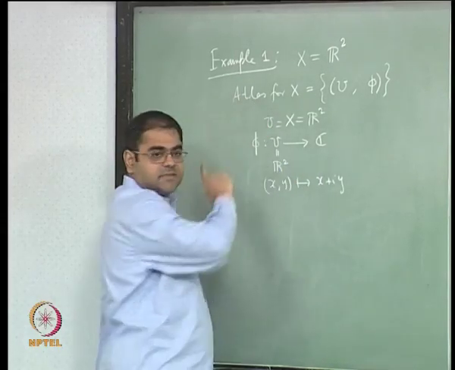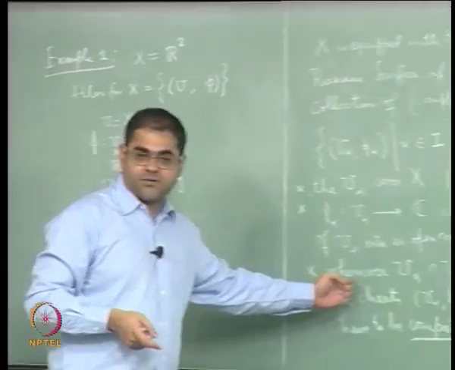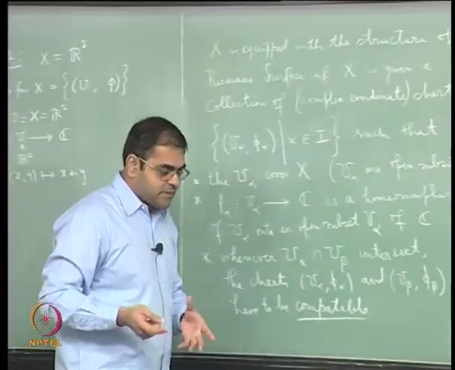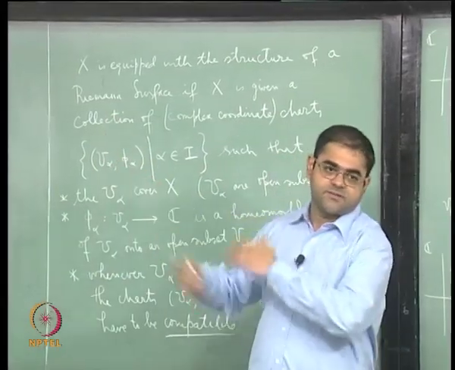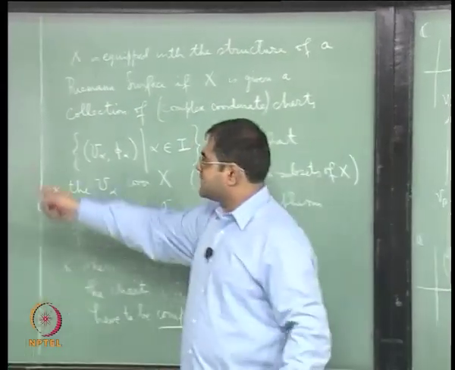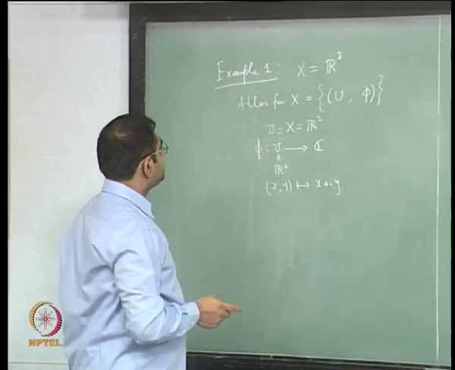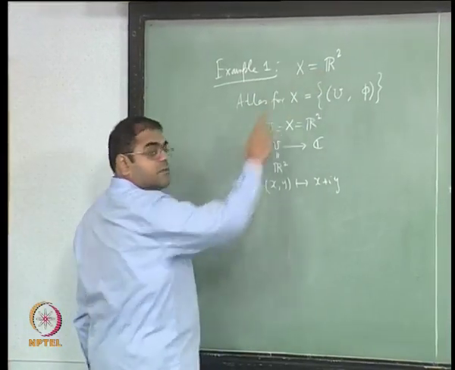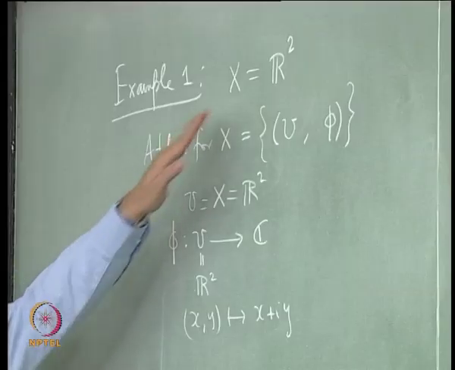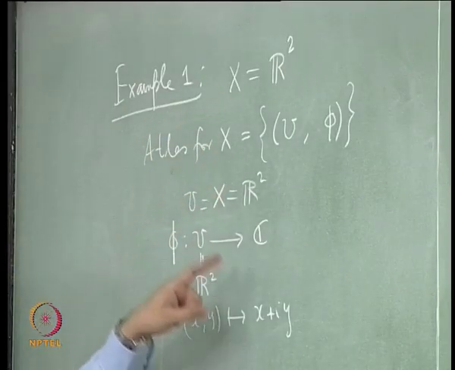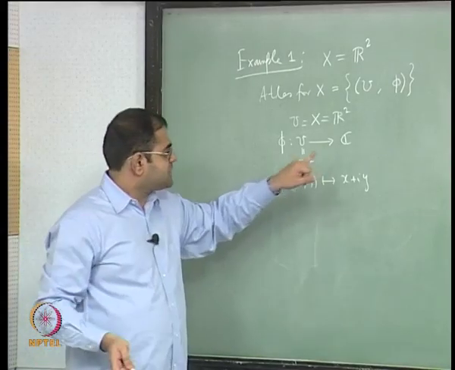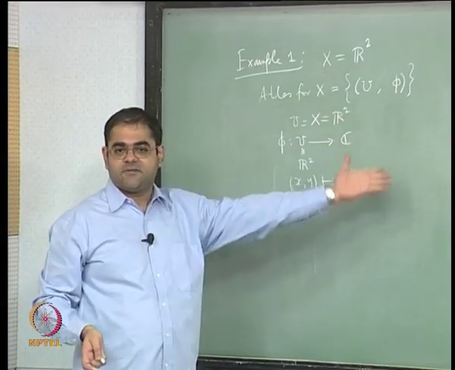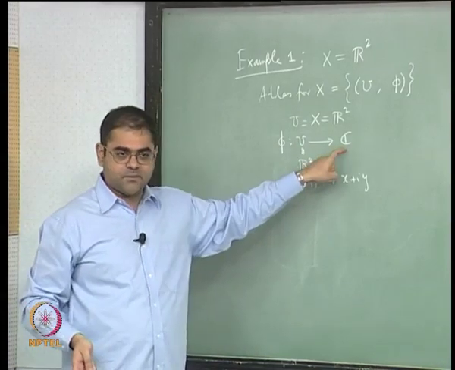To say that this is an atlas, I should also check the so-called compatibility condition. But there is no compatibility condition that needs to be checked here, because it needs to be checked only when you have two charts which intersect, and there's only one chart, so there's nothing to check. It's vacuously true. So this becomes a complex atlas, and with this complex atlas, R2 becomes a Riemann surface. And what is that Riemann surface? It is just the complex plane. So we say that the complex plane is a Riemann surface structure on R2, given by the natural identification.